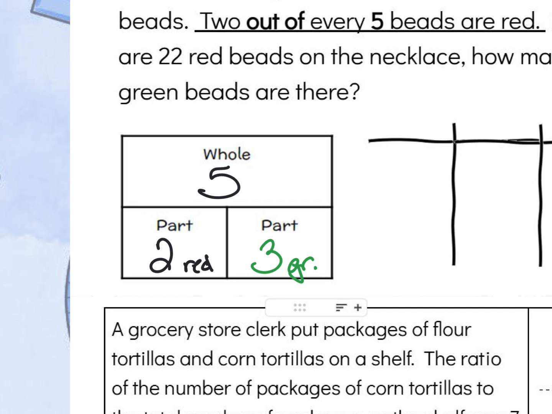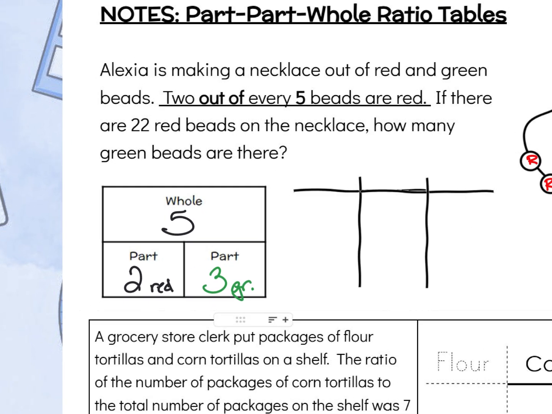So here's how the problem would go if I was working it out. Alexia is making a necklace out of red and green beads. 2 out of every 5 beads are red. So I might say, okay, there are 2 red out of 5 total beads. If there are 22 red beads, oh, okay, 22 needs to go in the red column. How many green beads are there?